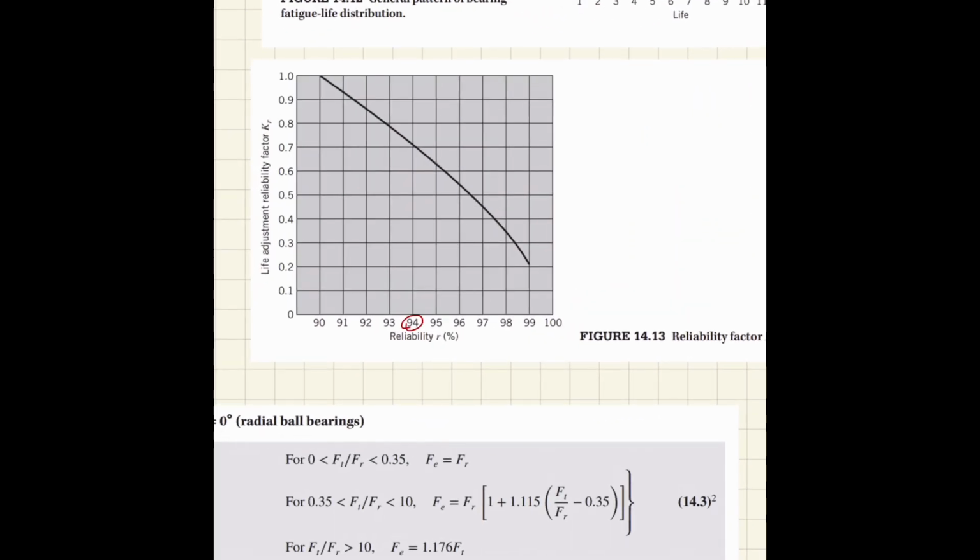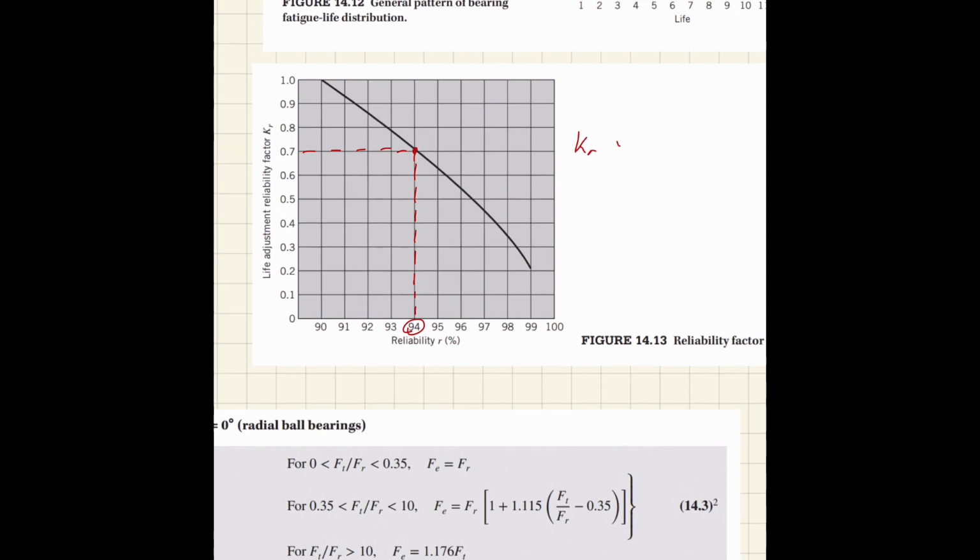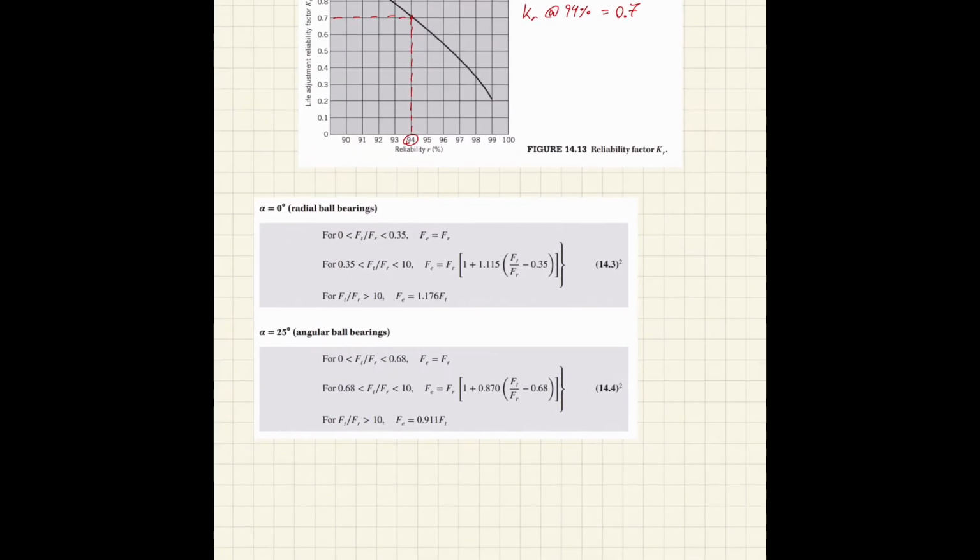Let's look at the influence of axial loads as well. In this graph, L10 is equal to 10% failure bearings, and L10 is the industry standard, basically 90% reliability. So here, anything to the right here is 90% reliability. Here's 80% reliability, and here's 60% reliability. And you can see from this that our life increases as we get lower and lower reliabilities. For determining KR, we use this graph. And here, let's say we have 94% reliability. Our KR at 94% will be 0.7.